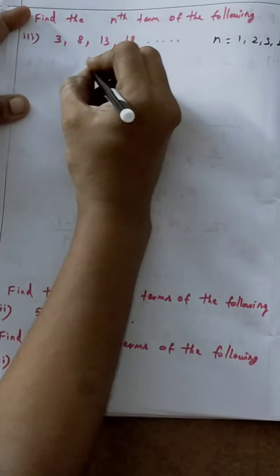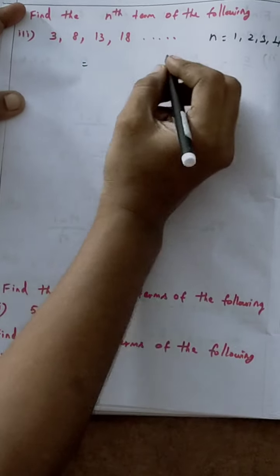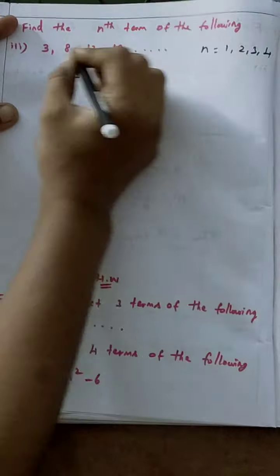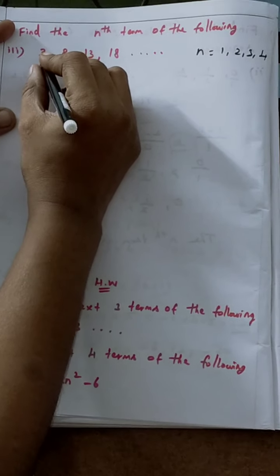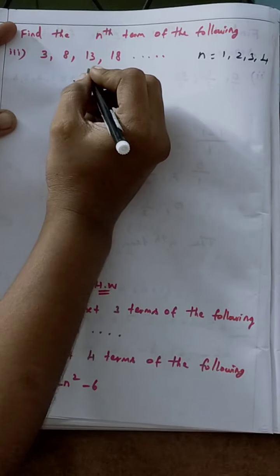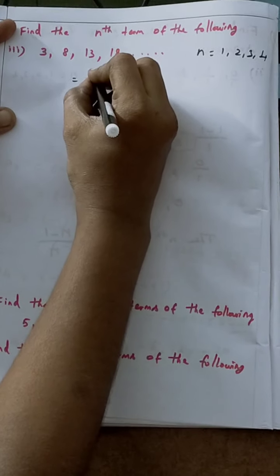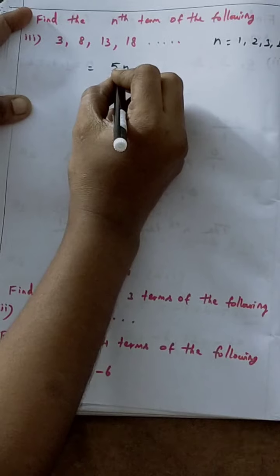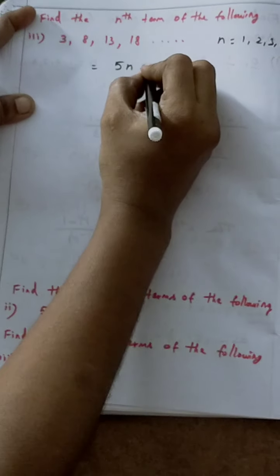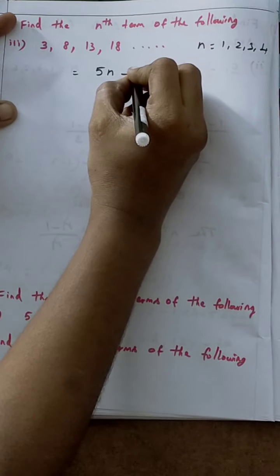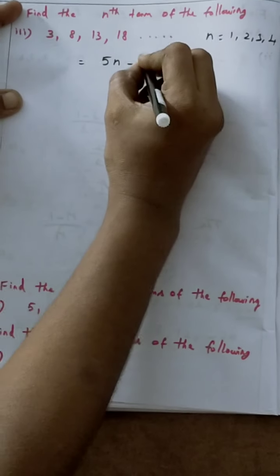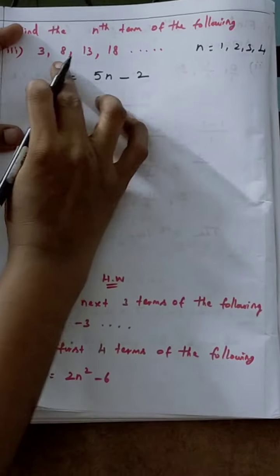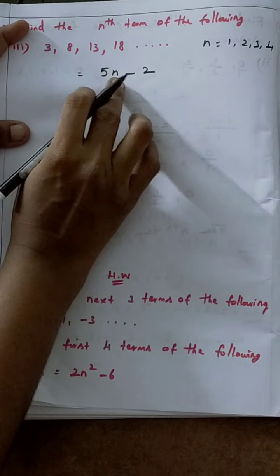So for the general term, the first term is 3 only. So the first value is 1. Normally you apply 1, but the answer given is 3 only. So it is not subtracting the term. So multiply by 5n minus, n value 1 means 5 into 1 is 5, minus, what are the terms you mentioned? The answer is 3 only. So 5n minus 2. That value only, substitute the value. Then see the next term also: 5 2s are 10, minus 2.